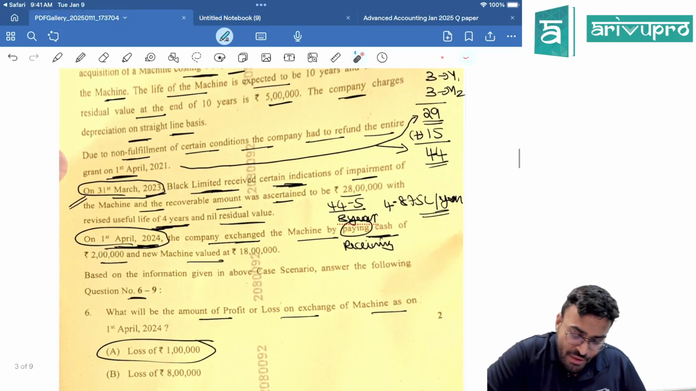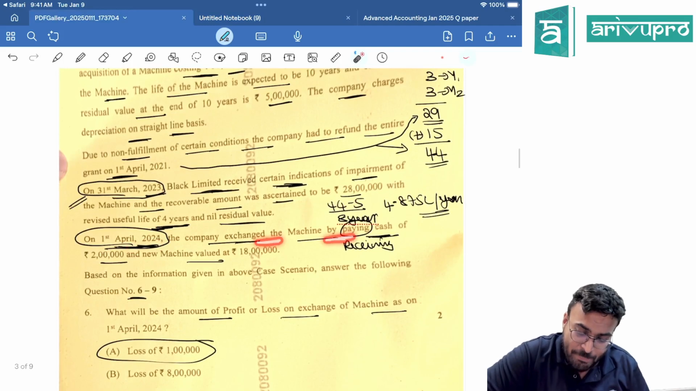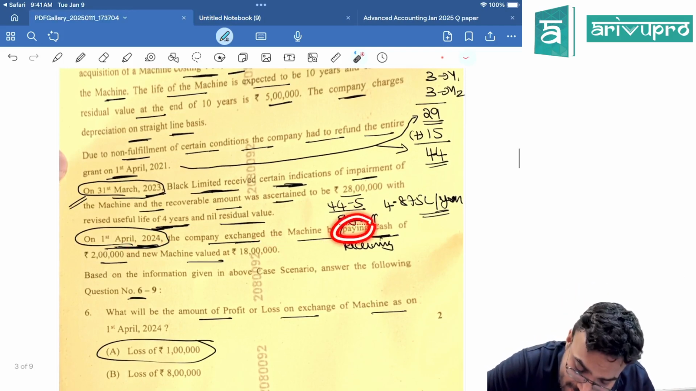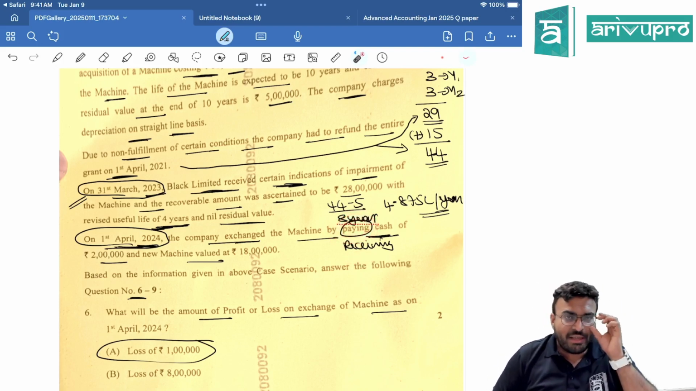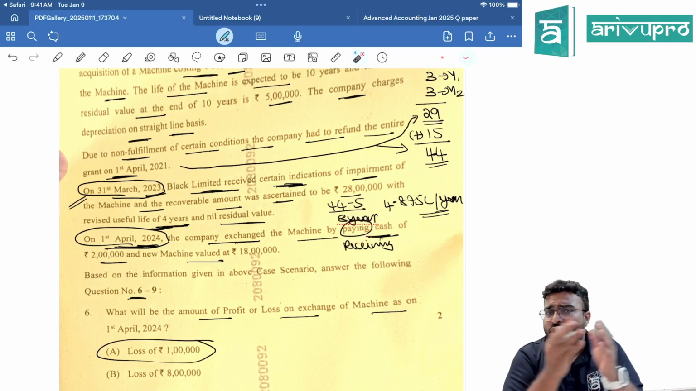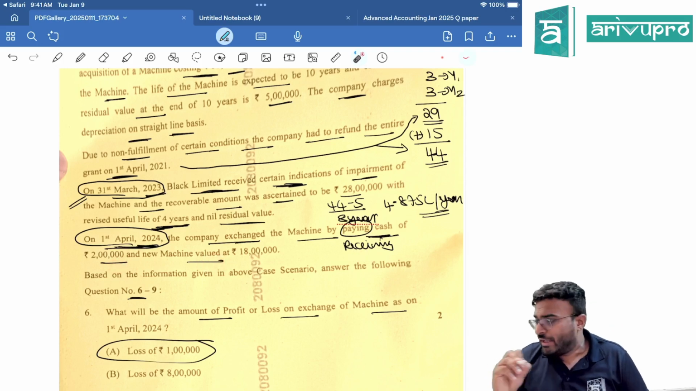Then what happens? 1st April 2024. That means 1 more year later, company exchanges the machinery by paying cash. Now here, this is not by paying cash, by receiving cash. This is a mistake that ICAI has done. If you take paying cash, you will not get the answer at all. By receiving cash of 2 lakhs and new machinery valued at 18 lakhs.